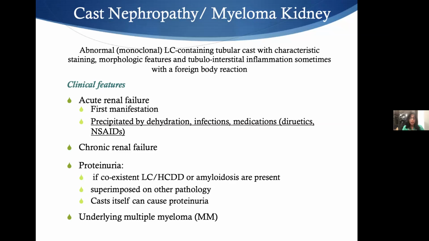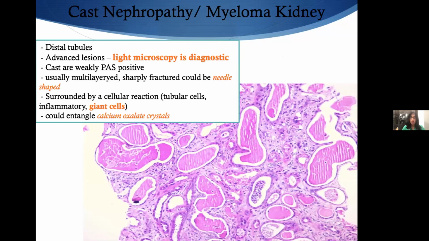Histologically, cast nephropathy casts are mainly in the distal tubules. In advanced lesions, if it's a florid lesion, then light microscopy is really diagnostic. You don't need anything else. The casts are usually weakly positive. You get variable-sized casts. They are fractured. They have angulated borders. They're usually multi-layered. They could be needle-shaped, as I'm going to show you, and they are surrounded by a cellular reaction. This reaction is formed either of tubular cells, inflammatory cells, or giant cells, and they can entangle calcium oxalate crystals.